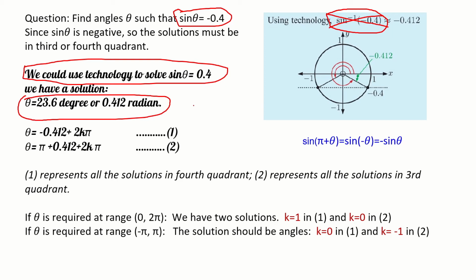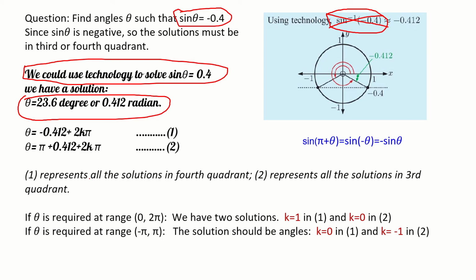Then you put that into the formula of theta equals negative 0.412 plus 2k pi, making it into the fourth quadrant, because you know that the sine values are negative in the fourth quadrant, or pi plus 0.412 plus 2k pi, making it in the third quadrant, where you know that the sine values are also negative. Besides that, everything else I say applies just like before.